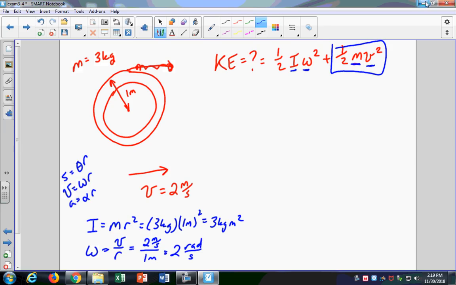And then once I get that, it's easy enough for me to just plug in those values, and that'll give me the total kinetic energy. Okay? That'll be a question on the test, so don't freak out. I want you to understand that there are quantities that are not given, but you can find them.